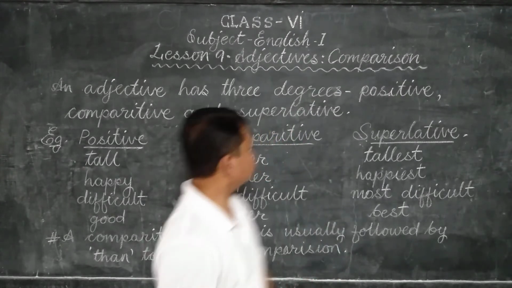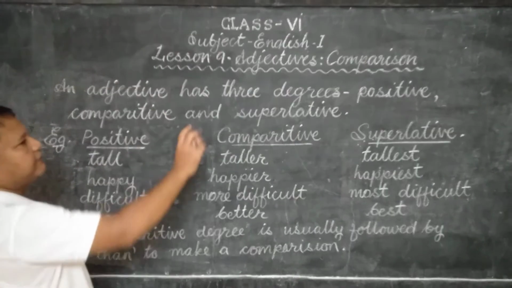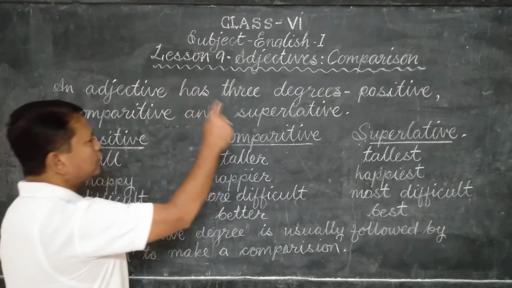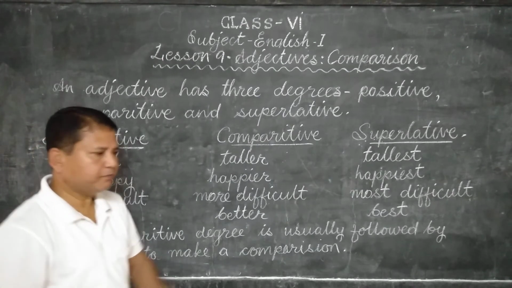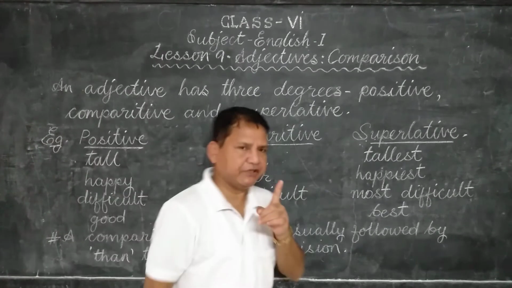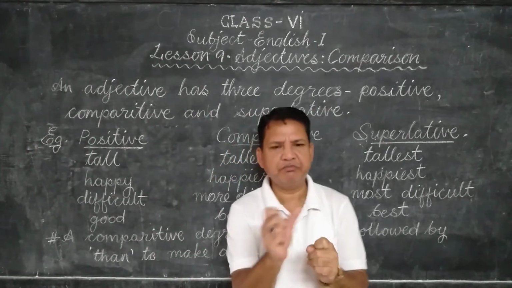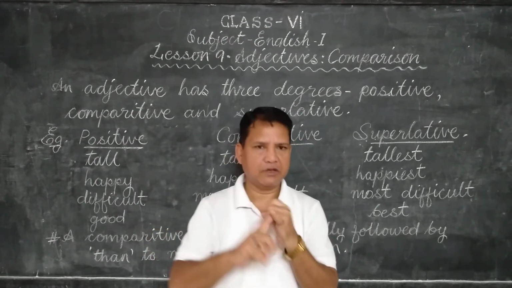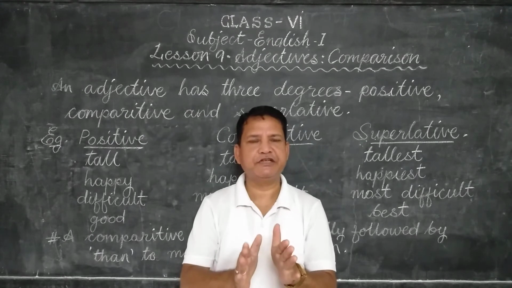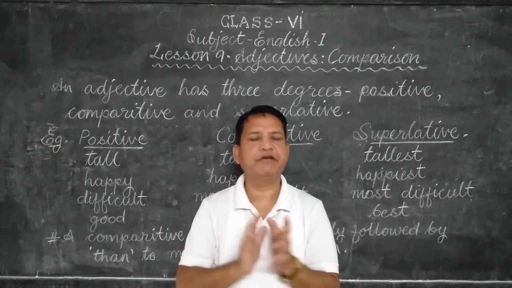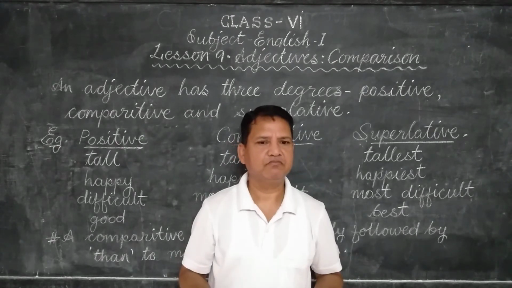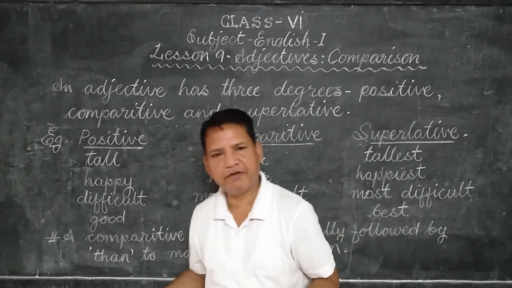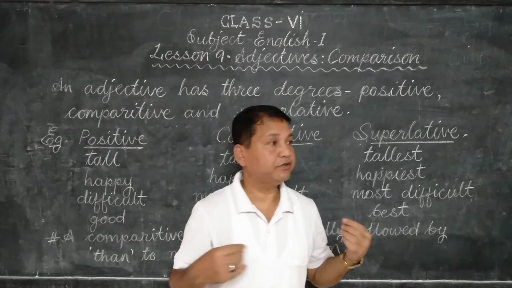Now let's see. An adjective has 3 degrees: positive degree, comparative degree and superlative degree. Now what is positive degree? A positive degree is just an adjective. Simple. There is no second person or third person. Singular. In positive degree of adjective, there is no comparison. Suppose I say beautiful. It is a beautiful flower. It is a big building.